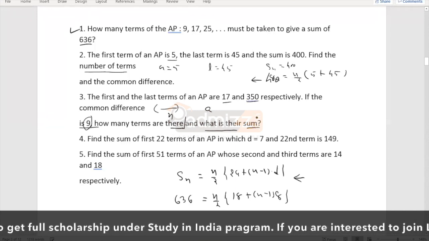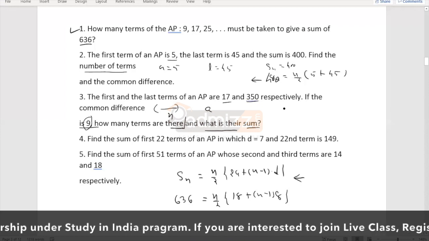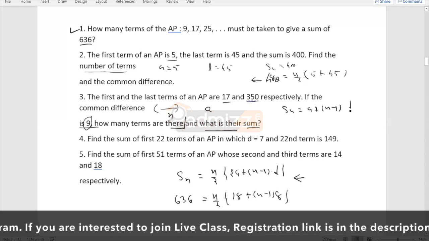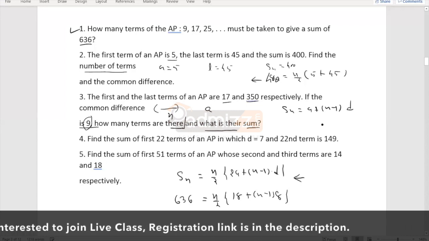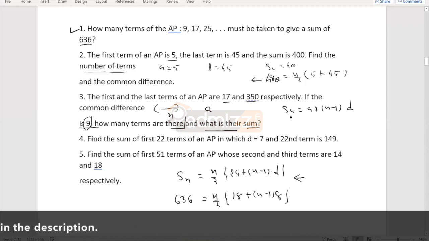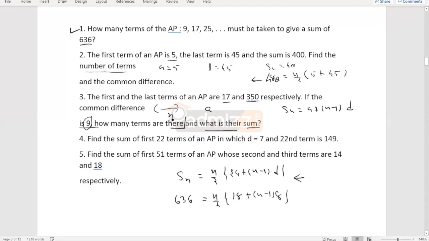Sn also you have to find, what is Sn. So you have to use here Sn equal to a plus n minus 1 into d. This formula you have to apply. Because d is given, n is not given, first term is given, then you can get Sn. Now equating with the last term, you can get the value of n. In this way you have to go.